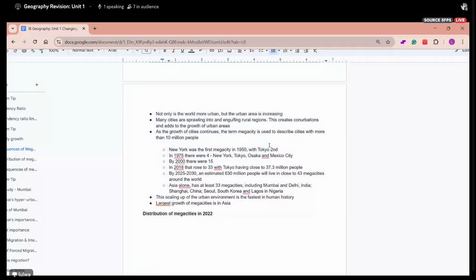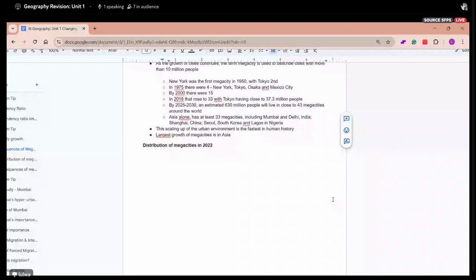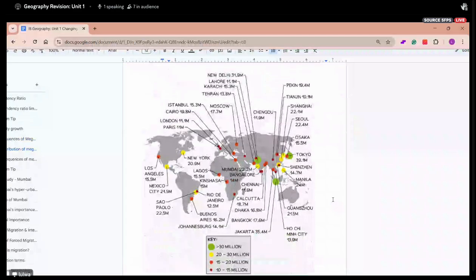As you can see, Asia on its own has at least 33 of them, including Mumbai, Delhi, India, Shanghai, Seoul, and so on and so forth. And as you can see here, you can see the distribution of megacities around the world. The vast majority of them are in Asia, specifically Eastern Asia.